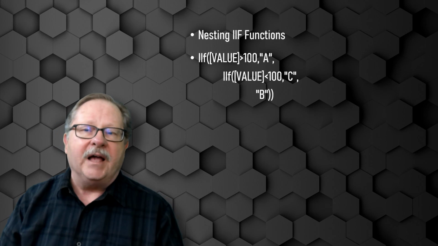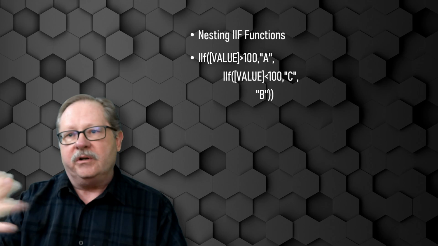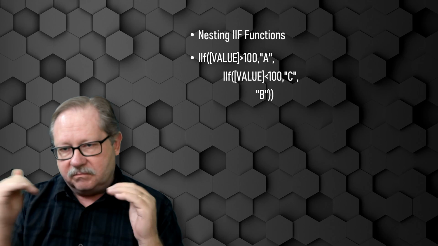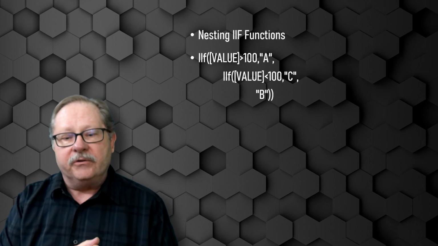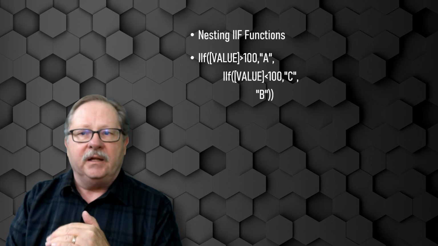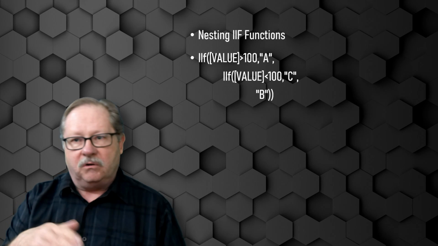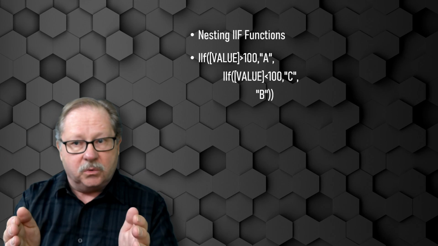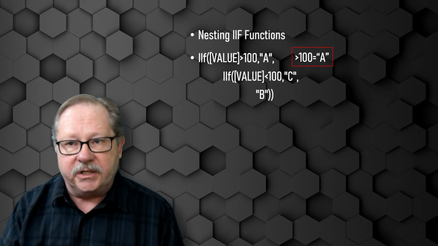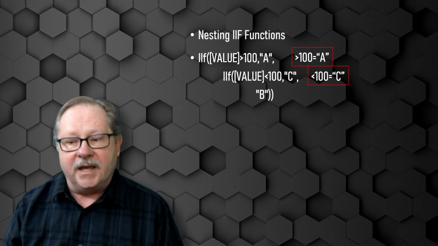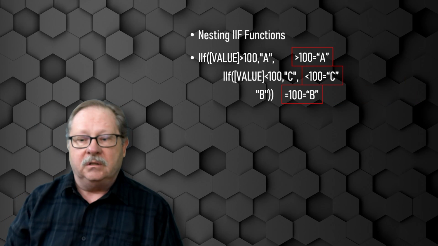So if the value is greater than 100, it's an A class, top notch, top of the line. So if the value is less than 100, though, I want it to be C. And then if it doesn't meet either one of those conditions, in other words, if it's not less than or it's not greater than, in other words, it's equal to, we're going to have that be B.